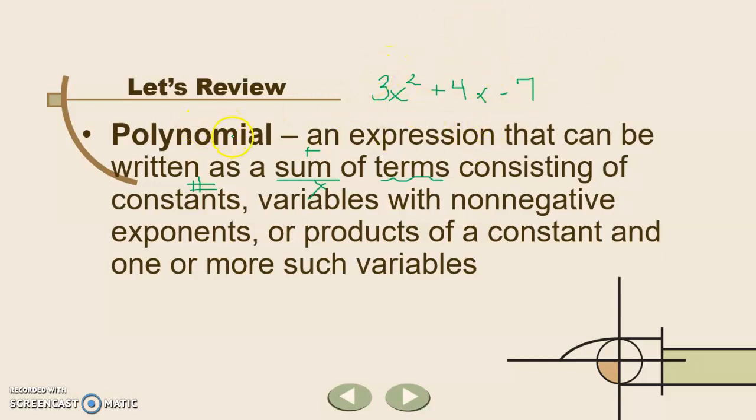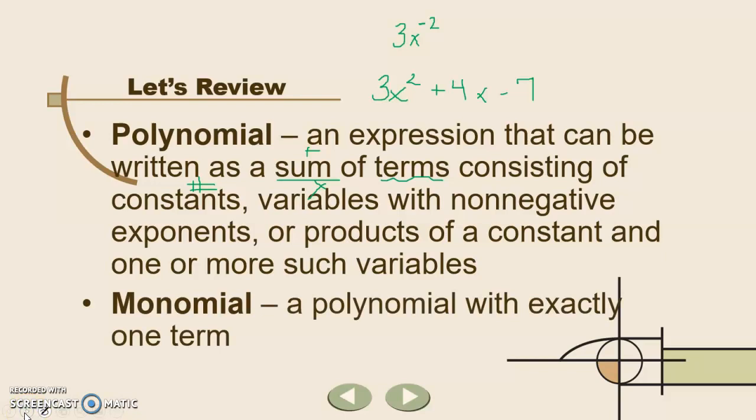So we've got this expression that's a sum of terms. My terms have constants, they have variables. Notice that my exponent is not negative. It has 3x squared. If I had written 3x to the negative 2 power, that is no longer a polynomial. So we can't have those negative exponents here. But a polynomial is this sum of terms.